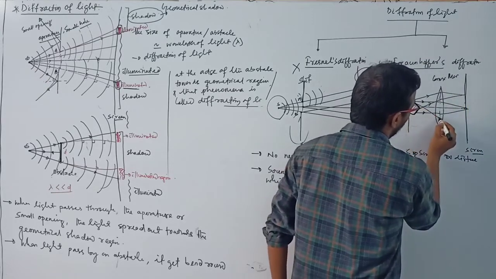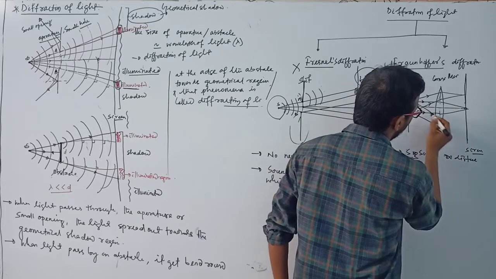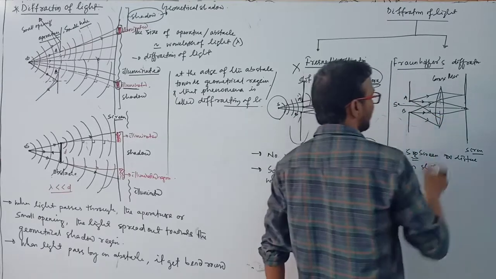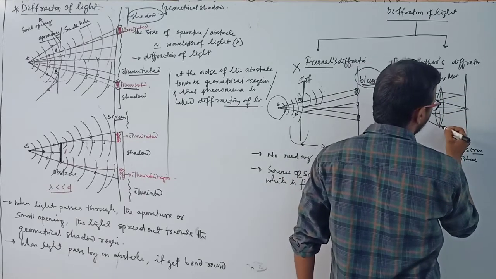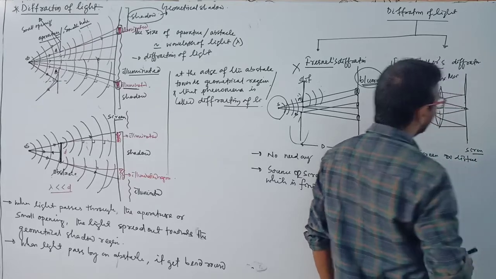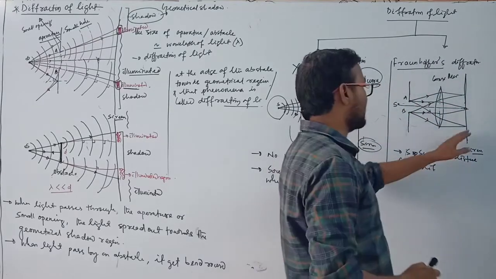Similarly, you can take another ray here, A and B rays here, which are parallel to each other, but these rays are not parallel to the principal axis. After refraction through the convex lens, they meet at a particular point on the focal plane. Clear? So we get a sharp image.